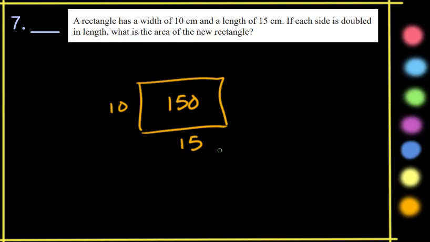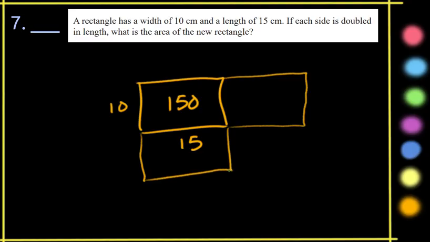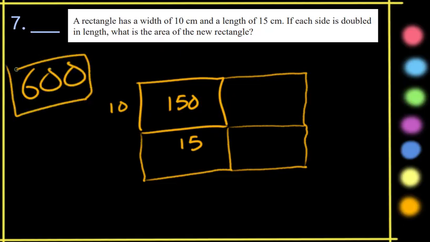And the area, if you double both the length and the width, is going to be 4 times as big. So you can just imagine that there will be another 150 here, another 150 here, and another 150 here. So it'll be 4 times as big. 4 times 150 is going to be 600. I'm not going to bother to write it up there. 600 is the answer here.